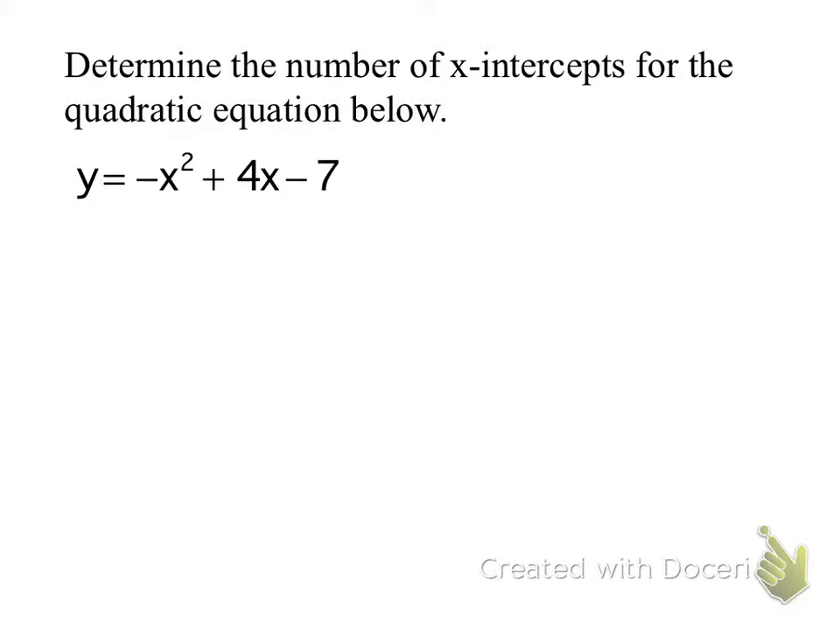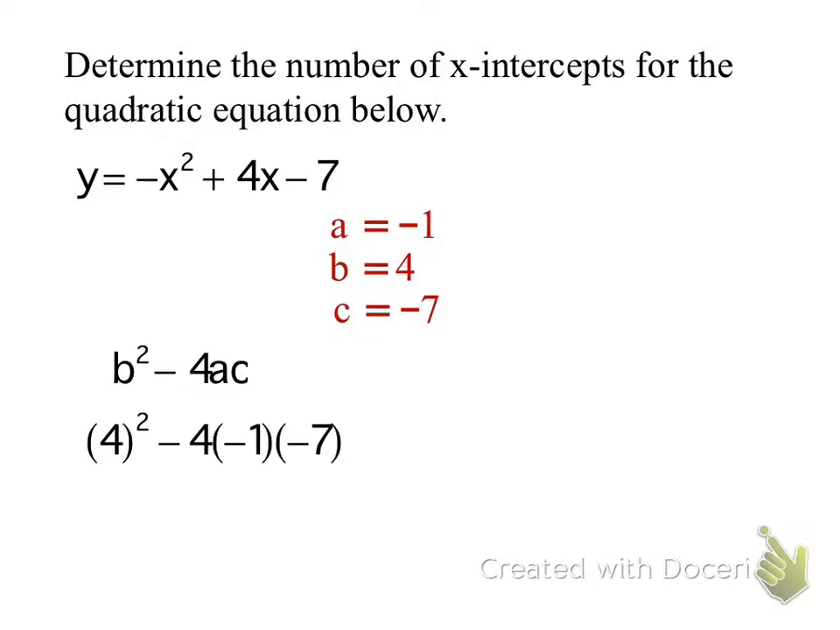Okay, so my A is negative 1, my B is 4, my C is negative 7. I'm doing B squared minus 4AC: 4 squared minus 4 times negative 1 times negative 7. I'm seeing 3 negatives. So 16 minus what? 28? Isn't that a negative number? Yes. So how many roots? No real roots. Good. Next one.